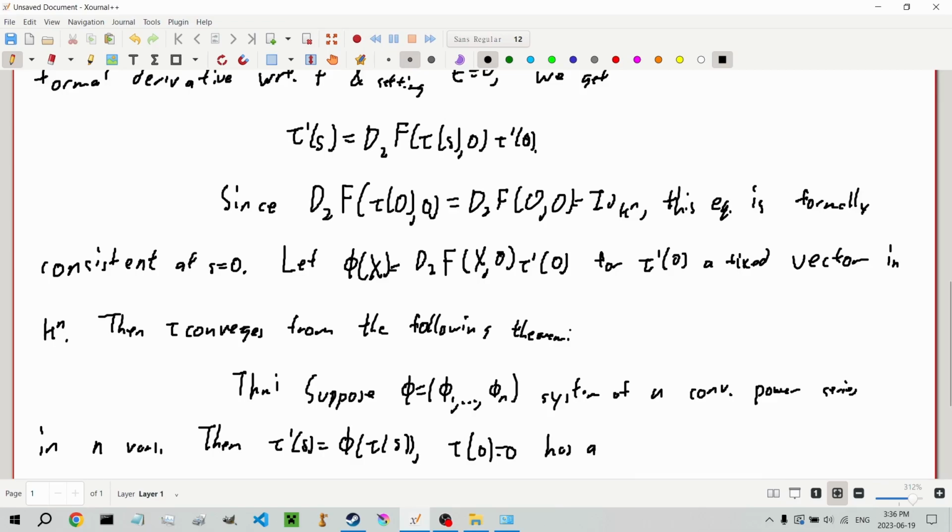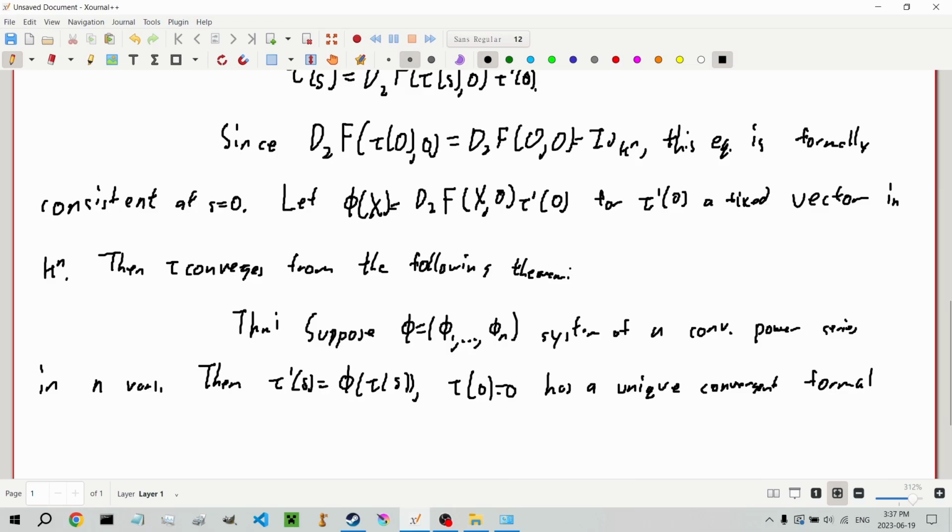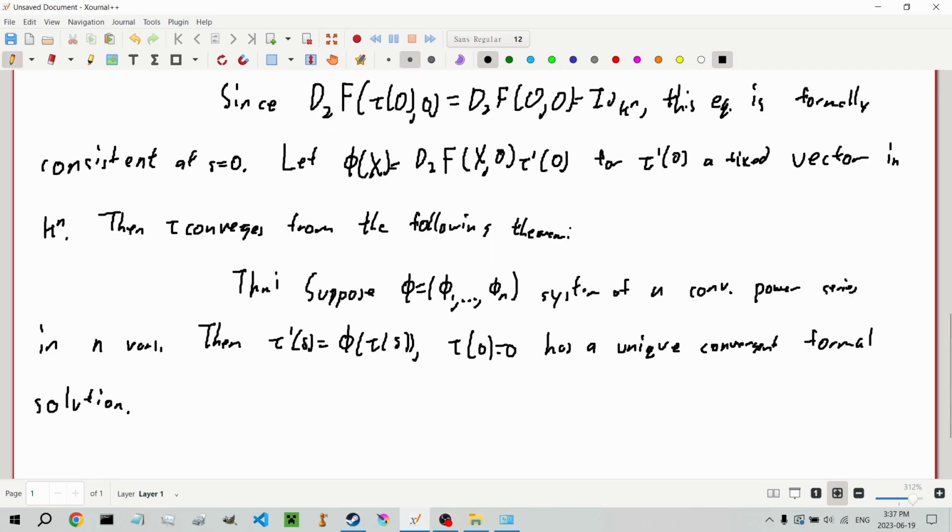has a unique convergent formal solution. And hopefully you've seen a proof of this before, or something analogous to this, in like an ODE or PDE course. Alright, then secondly we get the general case.